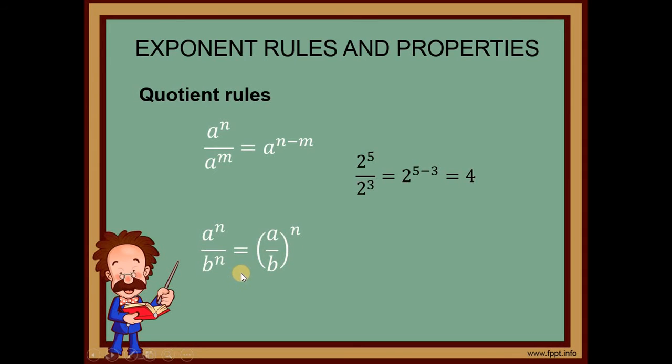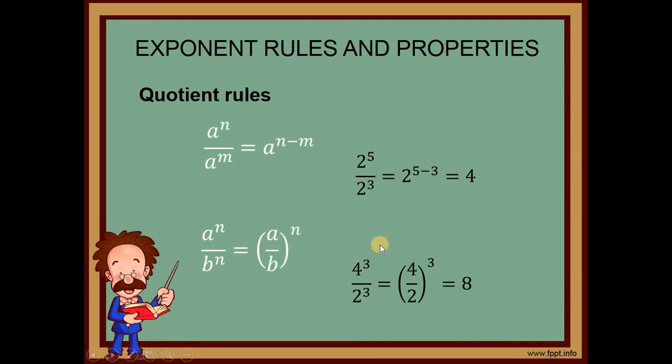Second, if we have a raised to n all over b raised to n, and this equals to a over b raised to n. Okay, dun sa una, tandaan nyo mabuti to, we have the same base. So, parehas a. So, parehas 2. Dito, magkaiba tayo ng base. We have a and ito ay b. So, hindi sila magkamuka.